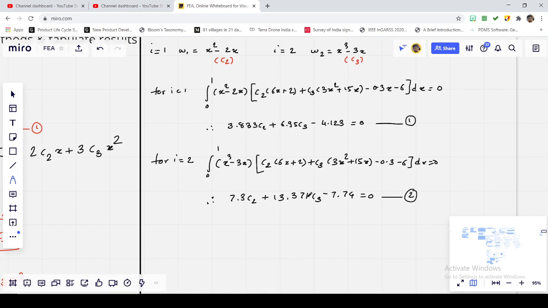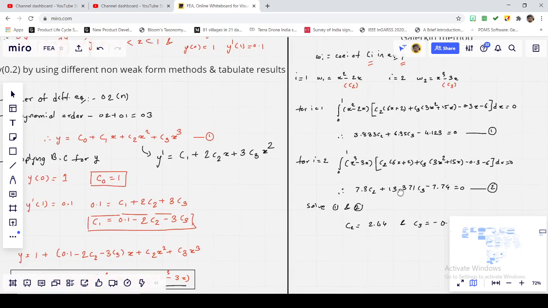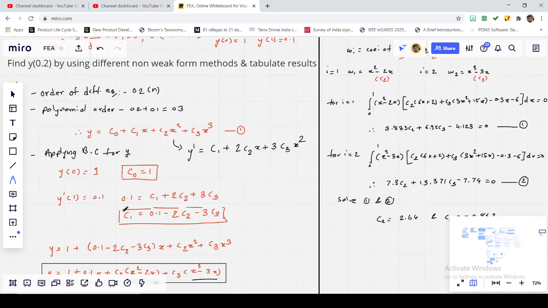Now what do we have here? We have two equations with two unknowns. So you can solve 1 and 2 simultaneously. You can put these coefficients in the calculator, that is also very easy, and you can directly get the value of C2, which is 2.64, and C3, which is minus 0.862.